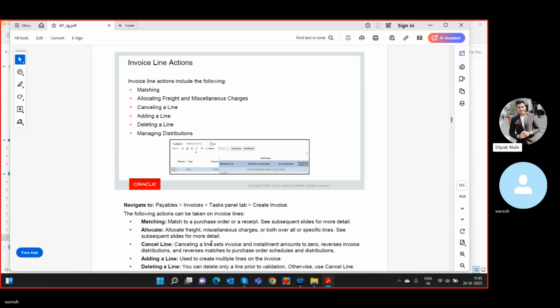For matching a line, match to a purchase order or receipt. See the subsequent slide for more details. Allocate freight, miscellaneous charges, or both, to all or specific lines. See the subsequent slide for more details. Cancel line: canceling a line sets invoice and installment amounts to zero, reverses the invoice distribution, and reverses matches to purchase order schedules and distributions. Adding a line is used to create multiple lines on the invoice. Deleting a line: you can delete only a line.